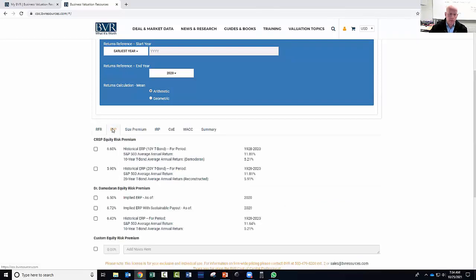Next tab is for the equity risk premium. And the equity risk premium in this case is going to be for investing in equities generally. So this will cover the entirety of the equities market.